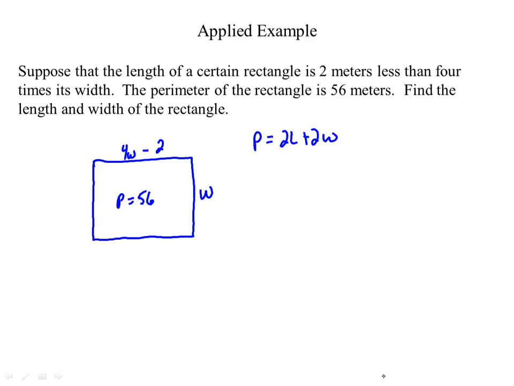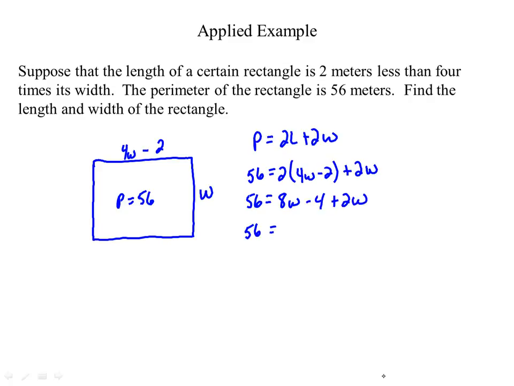So your perimeter 56 is equal to 2 times the length, which happens to be 4W minus 2, plus 2 times the width, which we don't know anything about. And then it says find the length and the width. All right, so we have 56 is equal to, hopefully you got it set up that way. How many of you got it set up correctly? Yay. Okay, take the 2, multiply through, so we're going to have 8W minus 4 plus 2W.